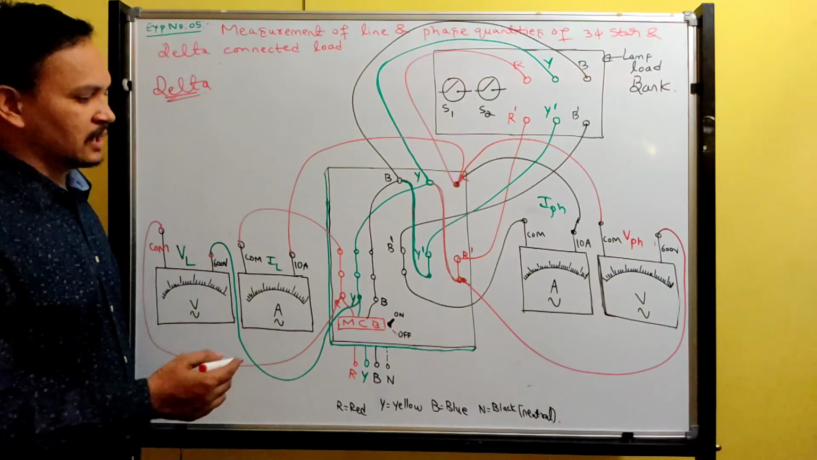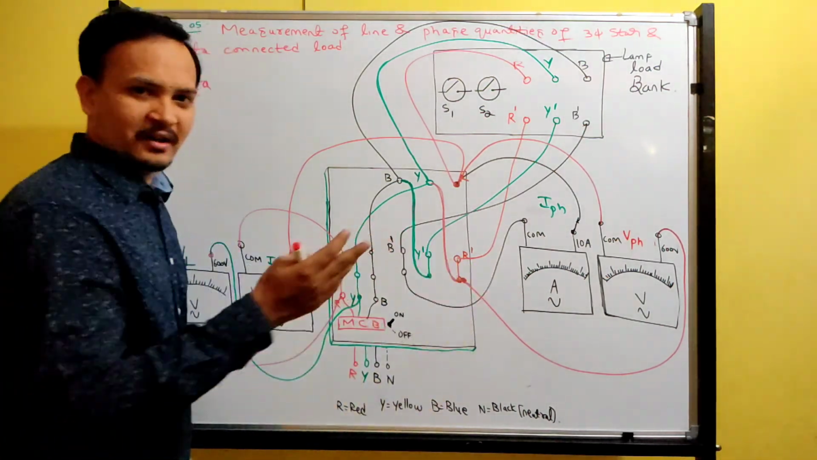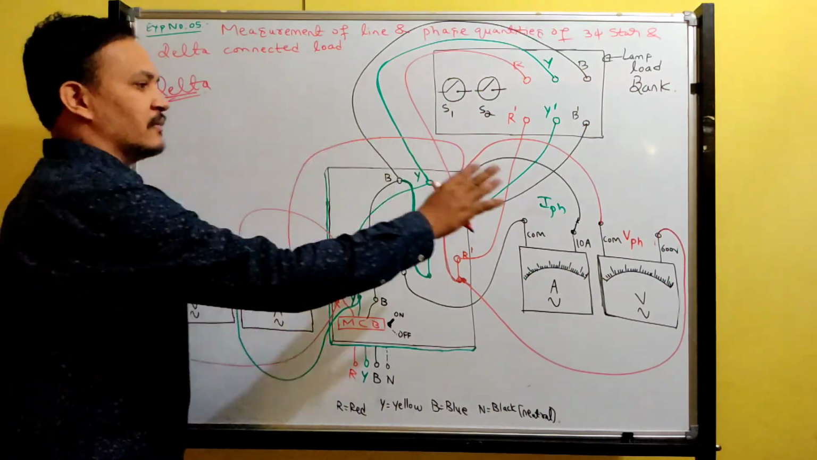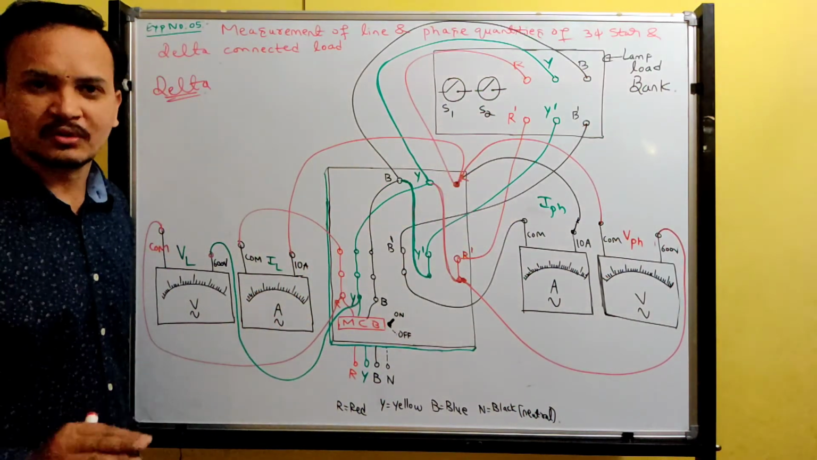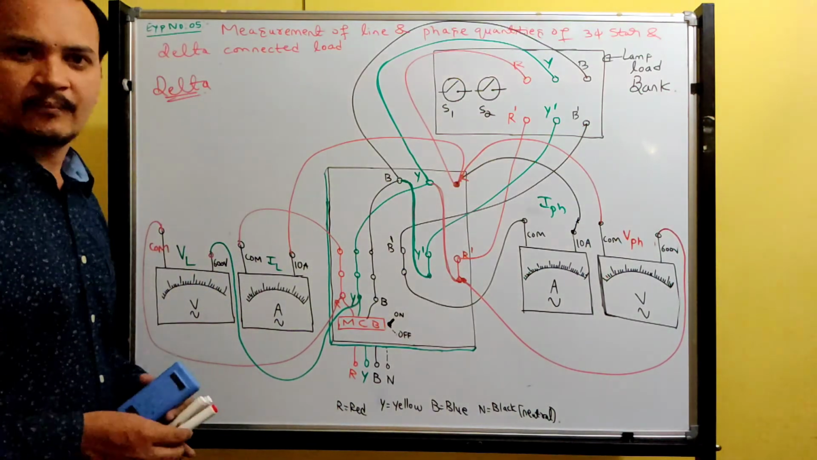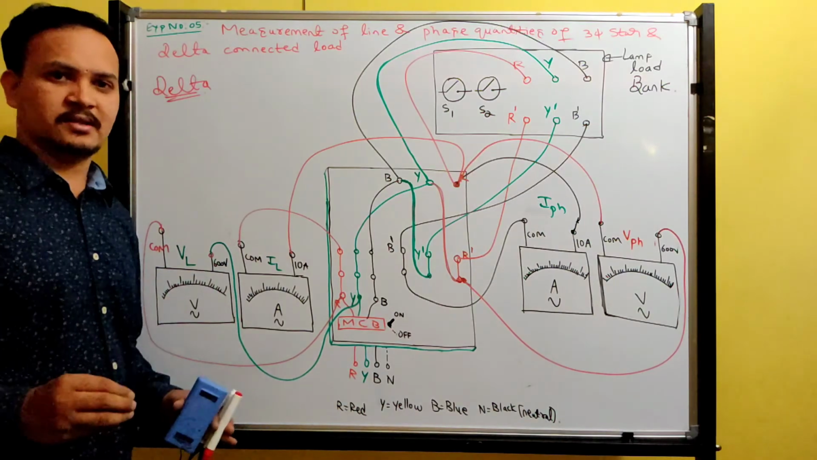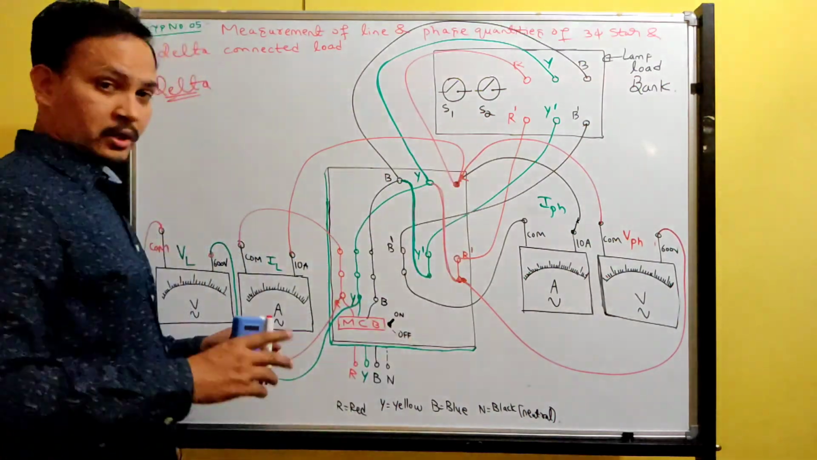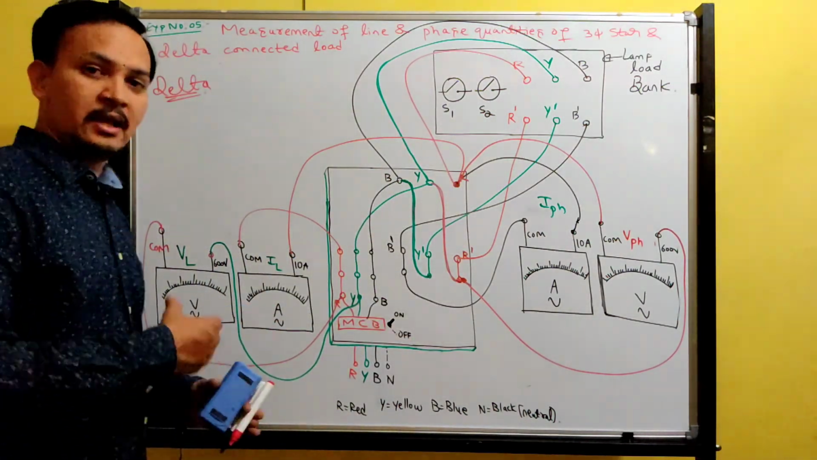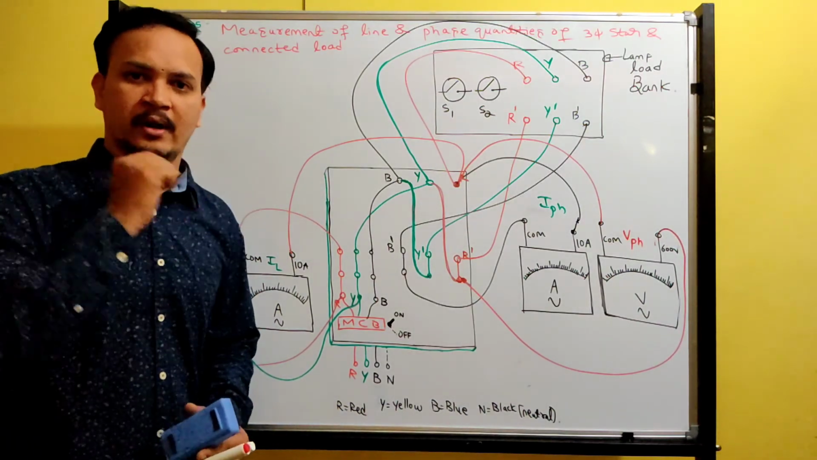Similarly for star, line current and phase current are equal, and line voltage and phase voltage differ by root 3. Like this we should explain in front of the examiner how the experiment operates, how you get readings and what procedure you are following. You should write the procedure in your own way, but it should match the experiment.